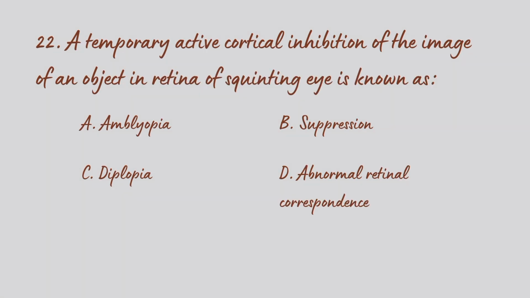Next question. A temporary active cortical inhibition of the image of an object in the retina of the squinting eye is known as option A, amblyopia, option B, suppression, option C, diplopia, and option D, abnormal retinal correspondence. Correct answer is option B, suppression.